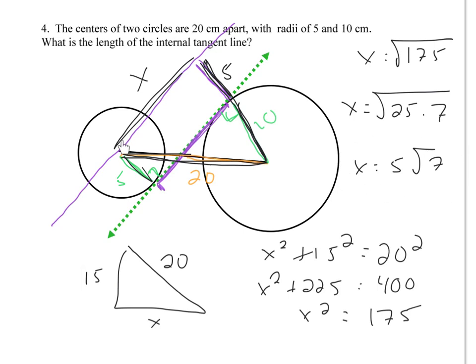And notice that this length is going to be the same as this length, because they are opposite sides of a rectangle. So the answer to my question now is, how long is this common tangent? It is 5 root 7.